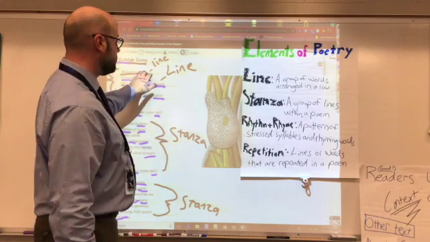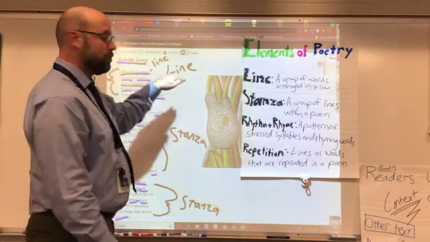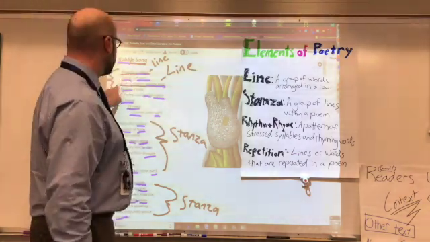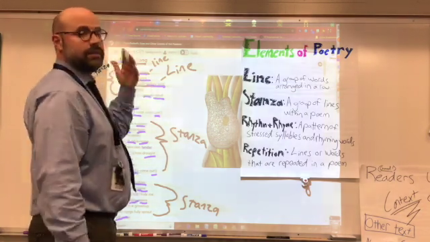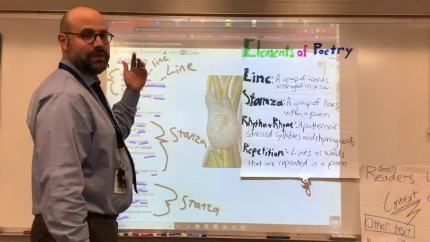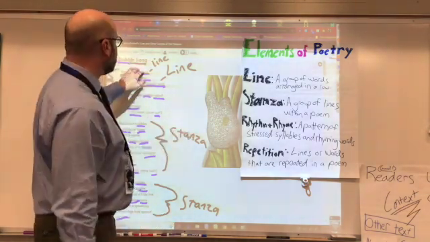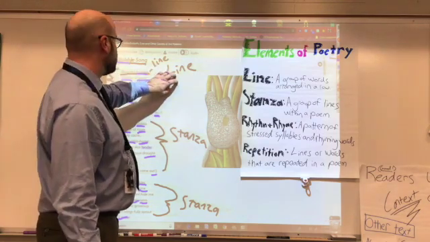So a line is just a group of words arranged in a row. Remember, a row goes this way. A line can have 2 words, it can have 1, 2, 3, 4, 5, 6 words. It can have anywhere from 1 to 25 words probably, depending on the poem. But we have a line, and then there's a group of lines that make up the stanza.